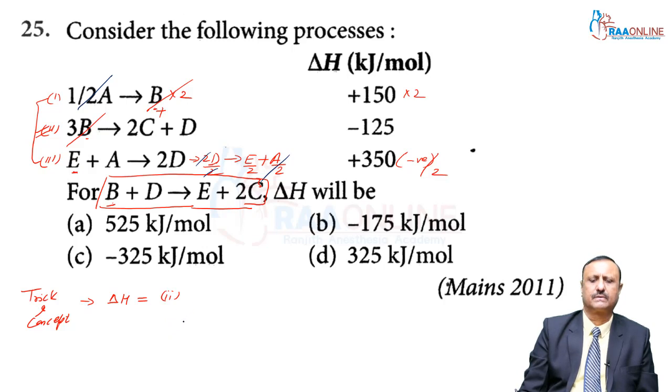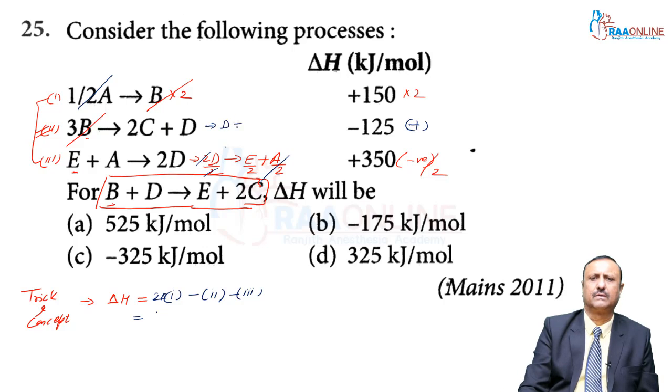So, my dear students, for question number 25, you can get this delta H: equation number 1 multiplied by 2, minus equation number 2, and minus equation number 3. When you multiply this by 2, and minus means reverse of this equation, it is converted to plus, then you get the D plus 2C to give 3B.